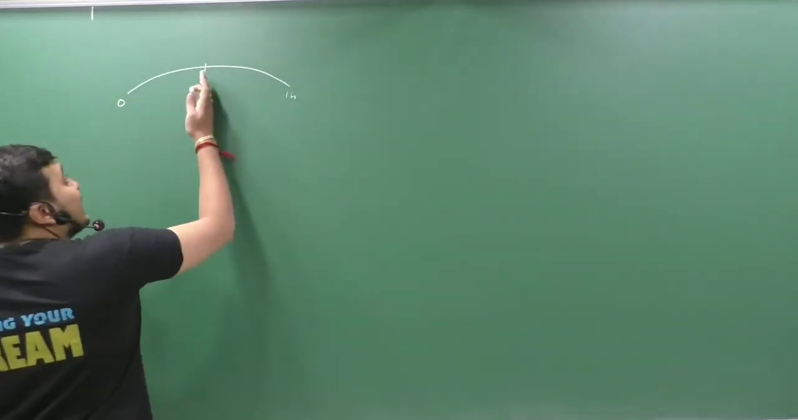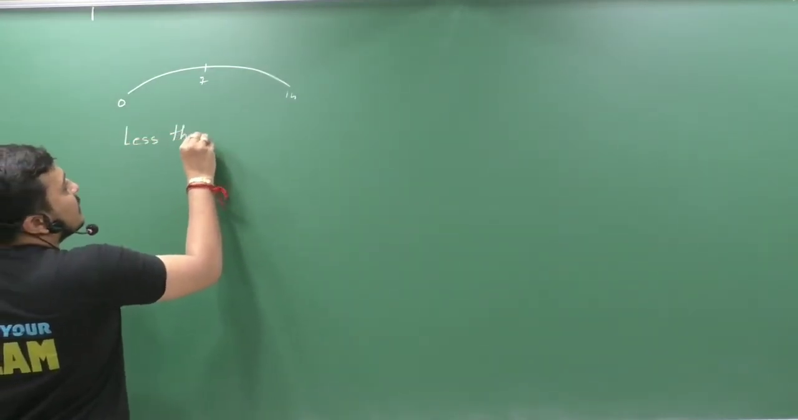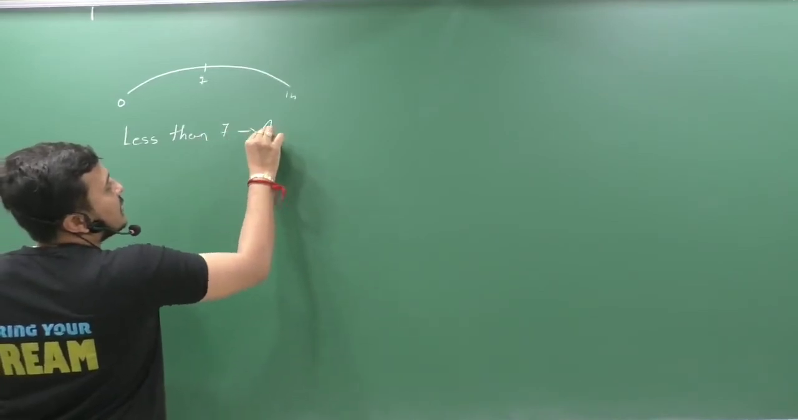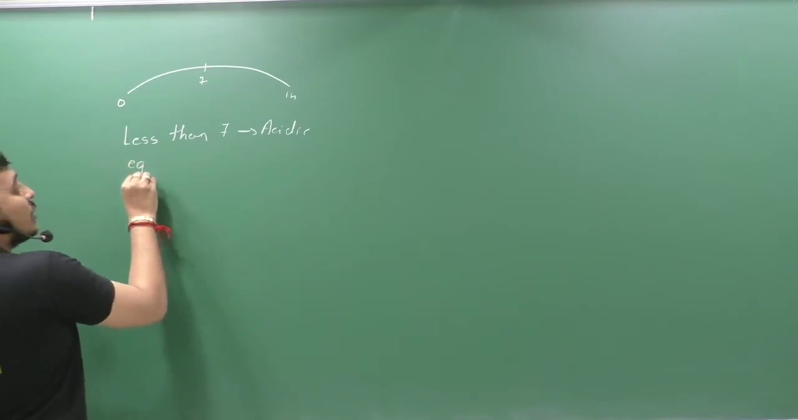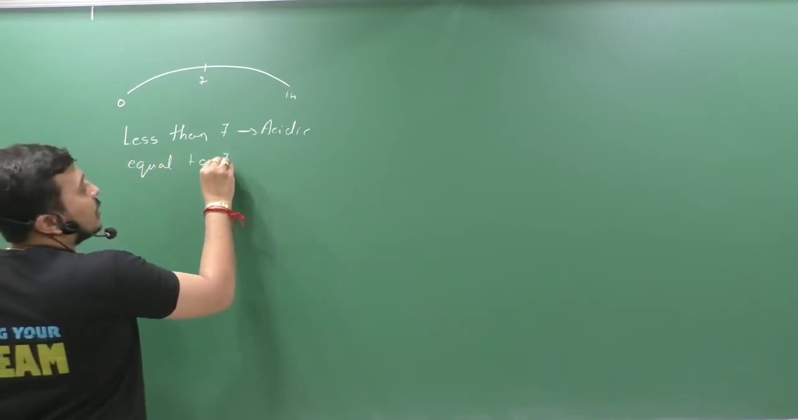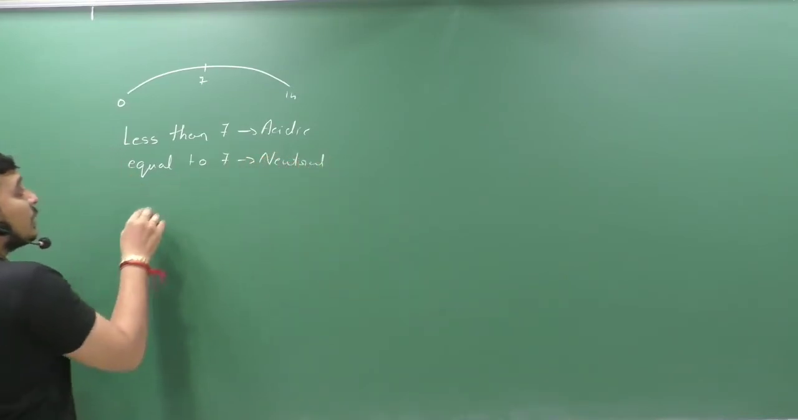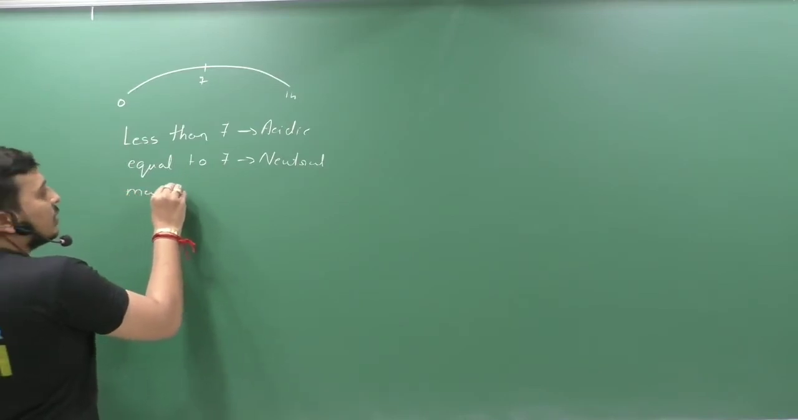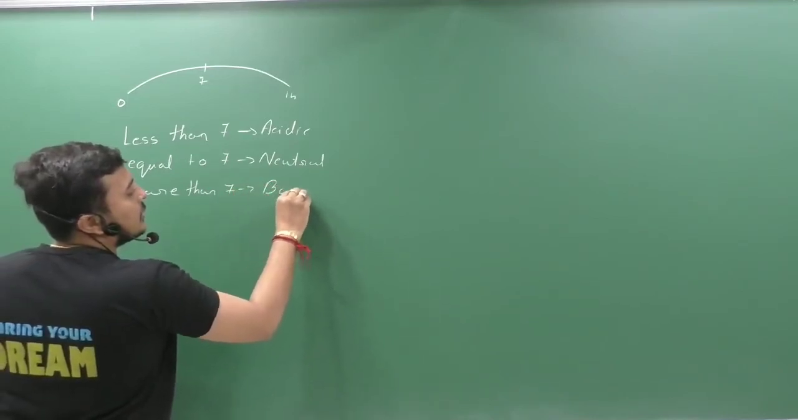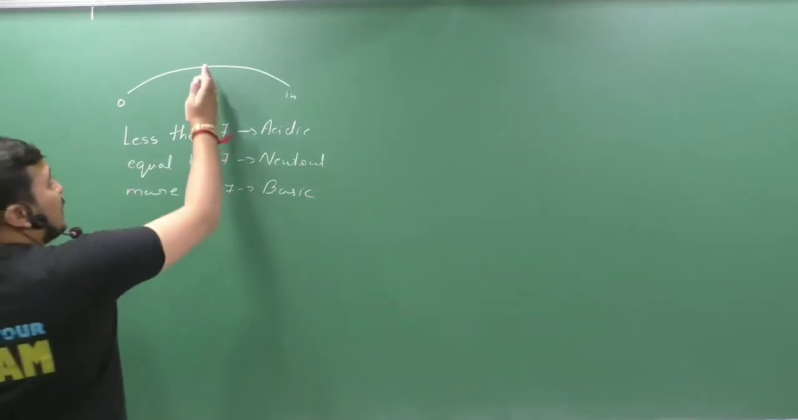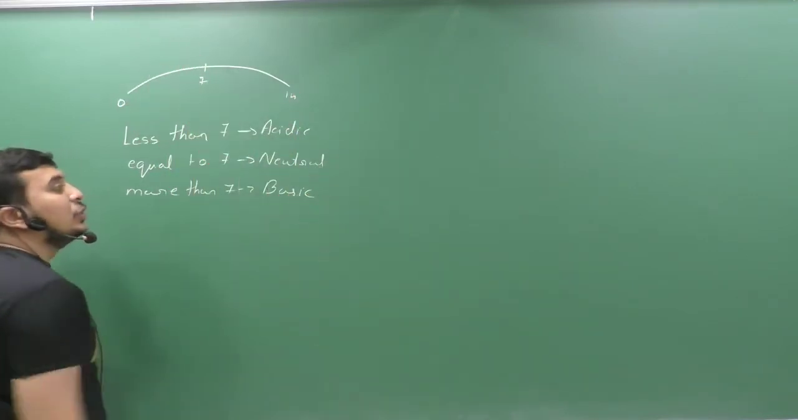If the pH is less than 7, then the solution is acidic. If the pH is equal to 7, then the solution is neutral. If the pH is more than 7, or greater than 7, then the solution is basic. So below 7 it is acidic, greater than 7 it is basic, exactly at 7 it is neutral.